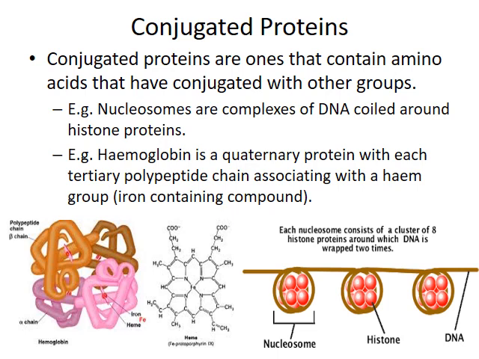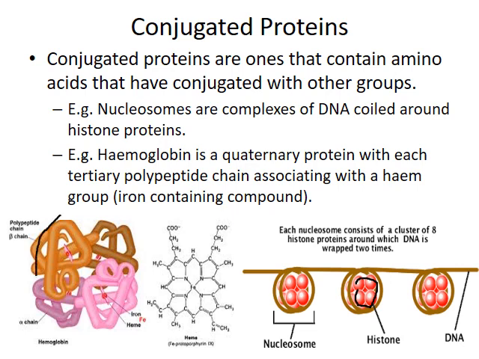So we say conjugated proteins are ones that contain amino acids that have conjugated, which just means joined up with other groups. A nucleosome is a term we use for your DNA in your cells when it's wrapped around proteins called histones. And histones, just so you know, play a role in helping that DNA condense into a chromosome.